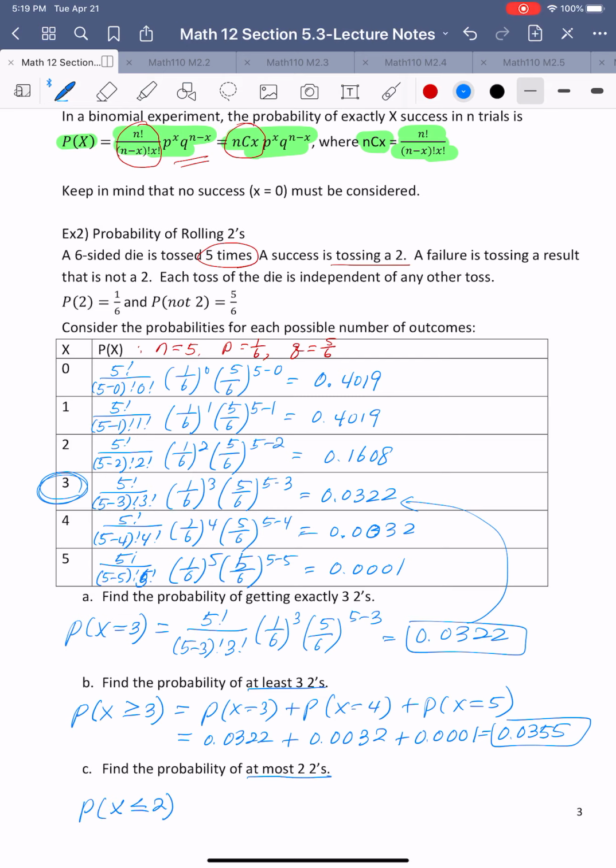And then at most 2 means it's going to be less than or equal to 2, same as P of 0, P of 1, P of 2. And we already found the probabilities, so I'm using them: 0.4019, another 0.4019, and 0.1608 come out as 0.9645. Okay, so that's it.